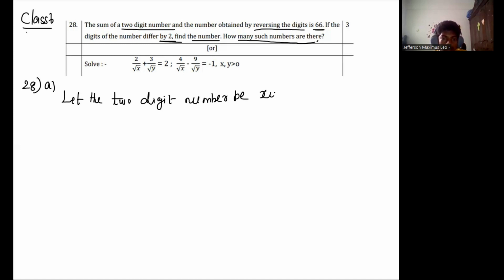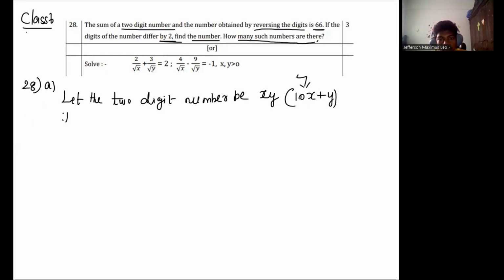xy. xy is the appearance wise, but inside the calculation it is 10x plus y. Because we have to use this in the calculation. So wherever there is calculation, please substitute 10x plus y only, not xy. Now the reverse number.